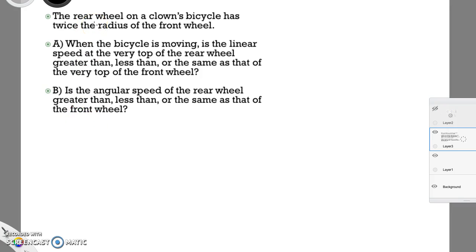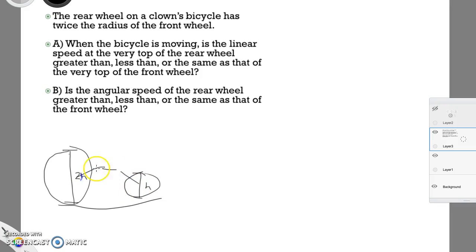Okay, so here's a fairly complex question that involves what we're discussing about rolling. So we have a bicycle with one wheel that is basically twice the size of this other wheel. Okay, so let's say that this is h. We'll call this 2h. All right, and this is a bicycle. So it's moving along. We'll just make a little bicycle here. You can see this is a pretty awesome drawing of a bicycle.